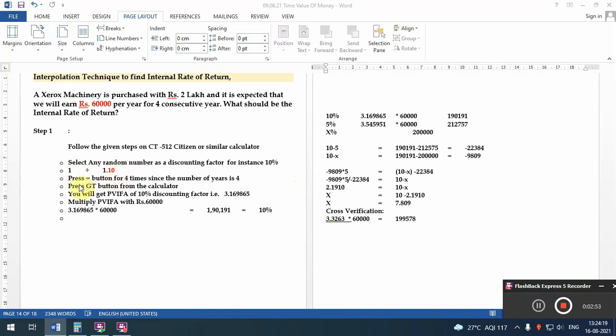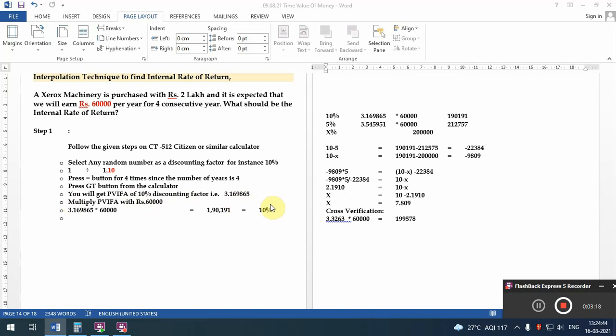After this, immediately press the equal to button 4 times. Why 4 times? Because the cash inflow is going to occur for 4 consecutive years, at the end of every year. Thereafter, press the GT button on your calculator. You will get the PVIFA of the 10% discounting factor.